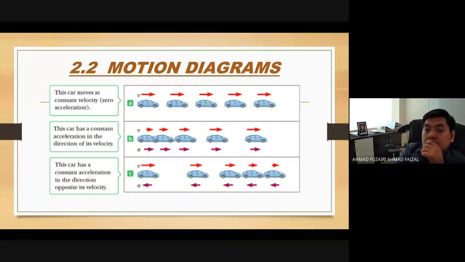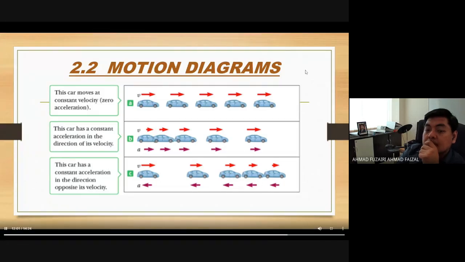Diagram A shows the car moved the same distance in each time interval. Therefore, we can say that this car moved at constant velocity and has zero acceleration. Diagram B shows the car is speeding up. This is because the velocity of the car increases with time. This car has a constant acceleration in the direction of its velocity.